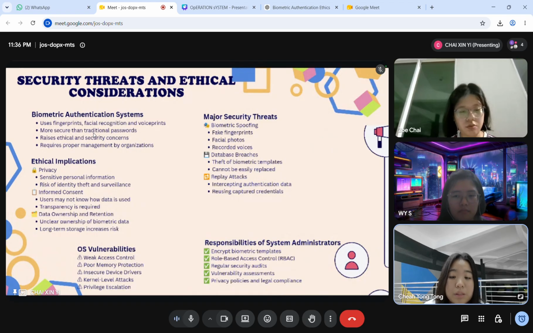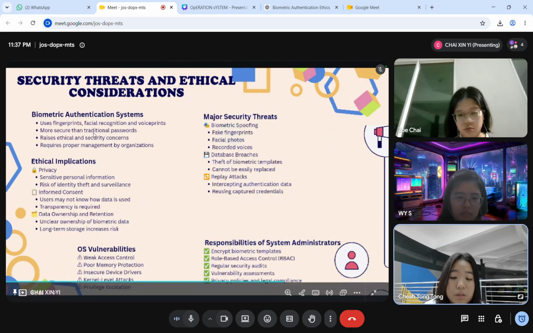In addition, biometric systems face several security threats. These include biometric spoofing, where attackers use fake fingerprints or photos to bypass authentication, database breaches that expose biometric templates, and replay attacks that reuse intercepted authentication data. Operating system vulnerabilities such as weak access control and privilege escalation attacks can further increase this risk. To reduce this risk, system administrators should implement encryption, role-based access control, regular security audits, and strong privacy policies. Next.